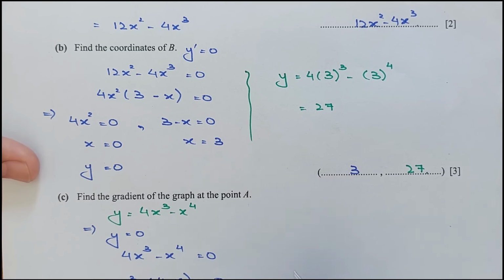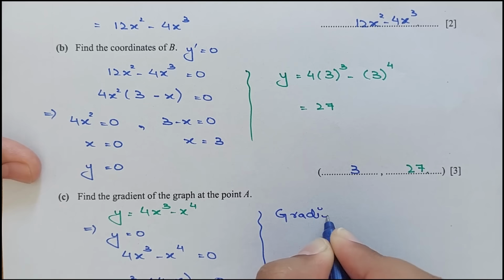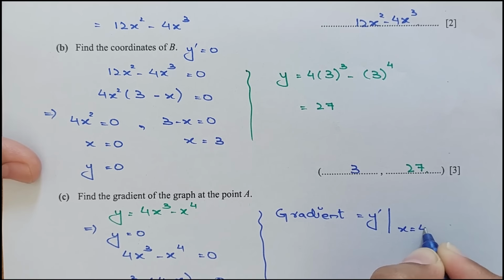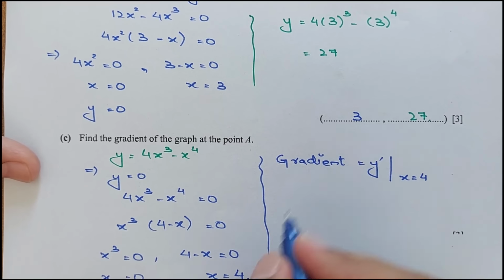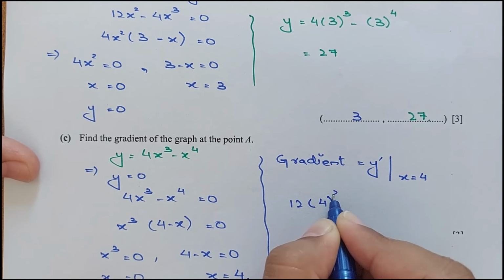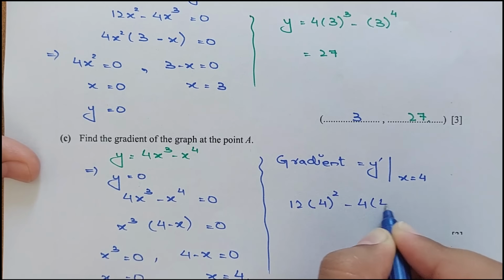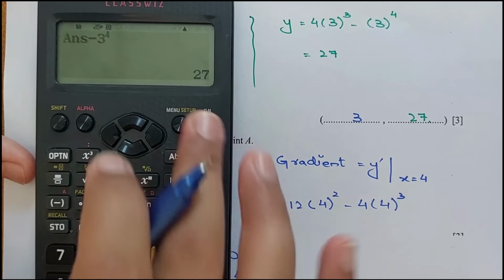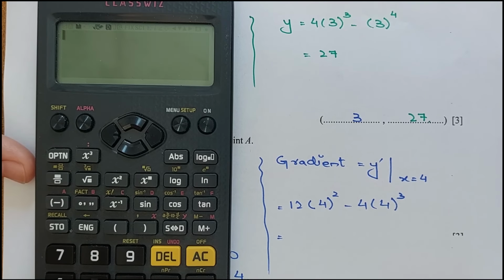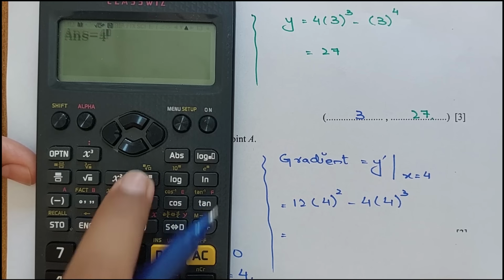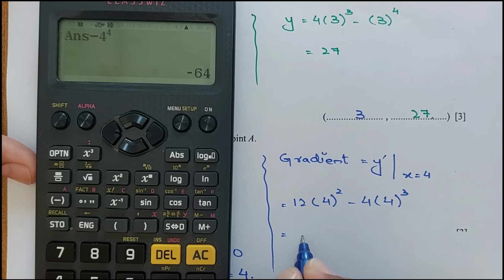Now we have to find the gradient of the graph at point A. So gradient is basically the first derivative. So we can say gradient is y prime. We have to find this at x equals to 4. We have y prime from the first part, which is equal to 12x square minus 4x cube. So let me simplify: 12 times 4 square minus 4 times 4 cube. Negative 64 is the gradient.